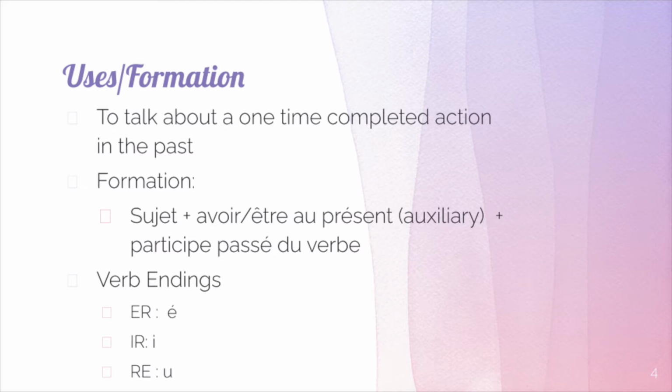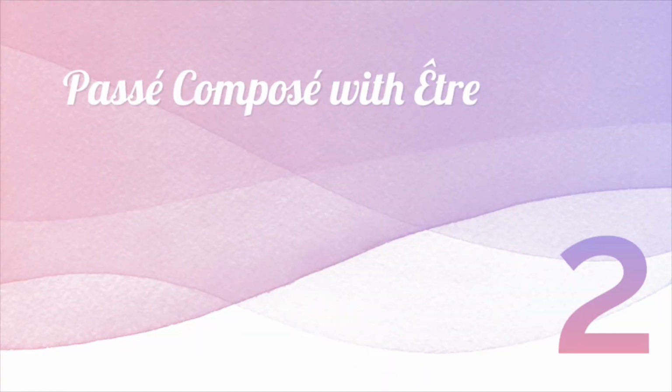For regular verbs, the participe passé are the ones that follow. For ER verbs, we remove the ER and add é with an accent aigu. For IR verbs, we remove the IR and add an I. And for RE verbs, we remove the RE and add a U. In my previous video, I talked about how we use Passé Composé with the auxiliary avoir. In today's video, we're going to be looking at Passé Composé with the auxiliary être.